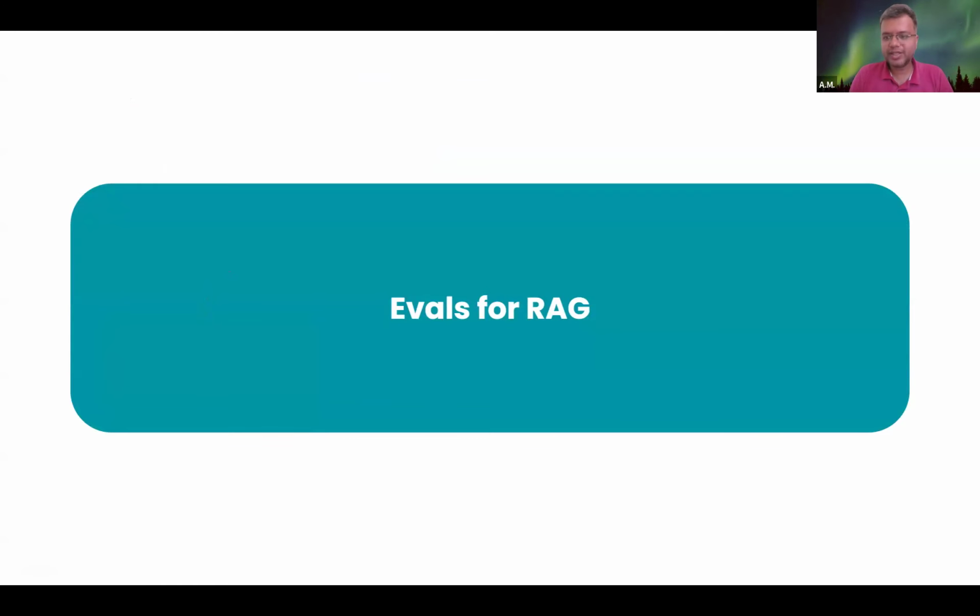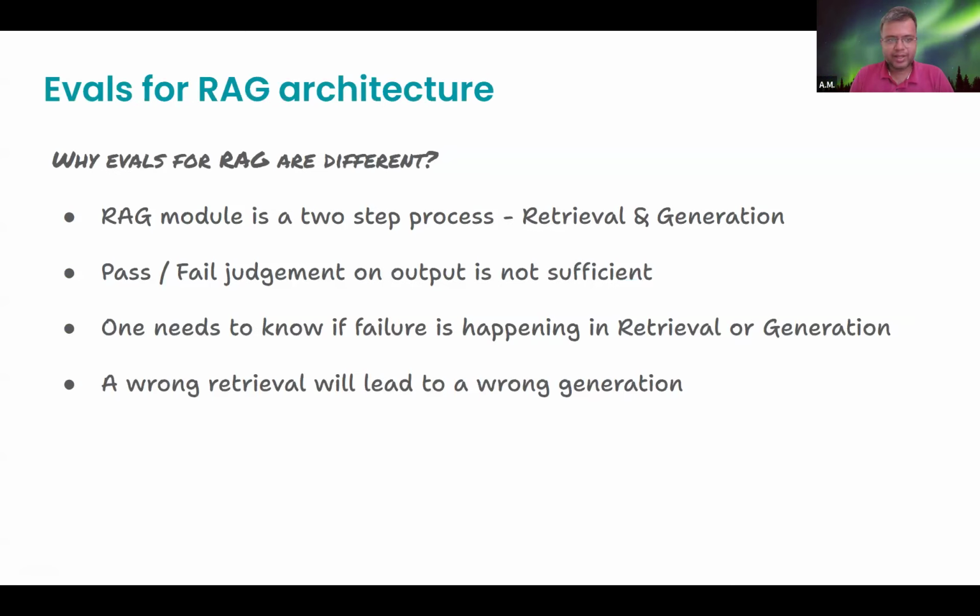We'll start now understanding how I look at the evals for any specific kind of architecture which is slightly more complex than what we have understood so far. So we'll talk about something called a RAG. Now, why are evals for RAGs very, very different? Let's try to understand this.